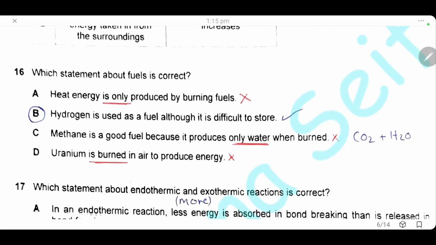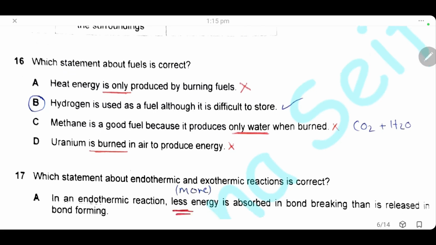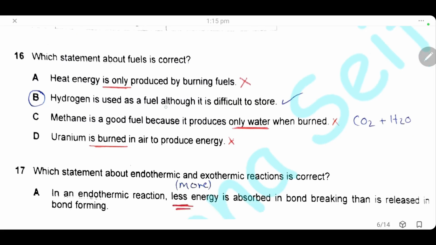Question 16. Which statement about fuel is correct? Heat energy is only produced when burning fuels. This is of course a wrong statement, because we also have light energy and sometimes sound energy. So not only heat is produced when we are burning fuel. Second, hydrogen is used as a fuel, although it is difficult to store. Yes, one of the disadvantages of hydrogen is that it is difficult to store, but it is still used as fuel.